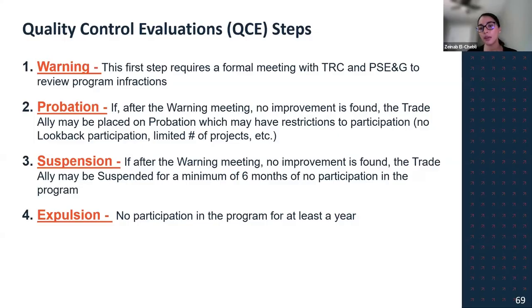This does not mean that if something is a breach of contract that should warrant immediate suspension, it will not take place without a warning or probation. That is the worst case scenario. So usually it will go through these steps. However, there have been cases where we can just skip, depending on the severity of the quality control evaluation and steps.